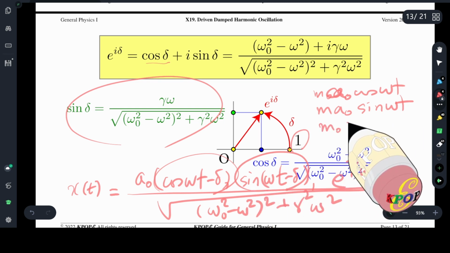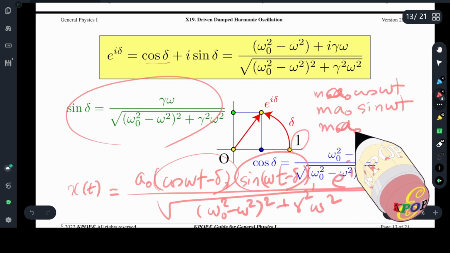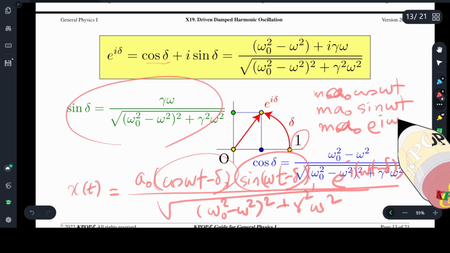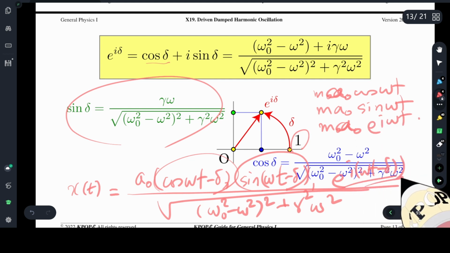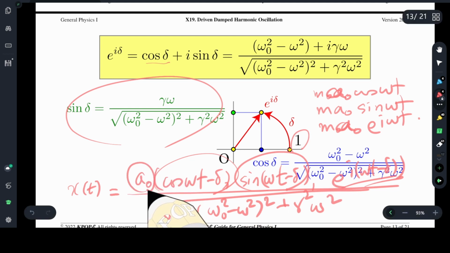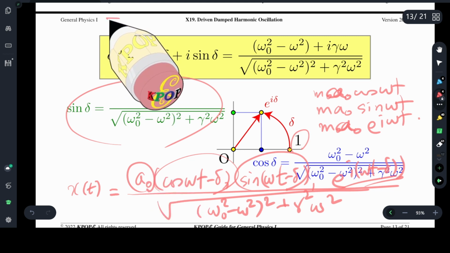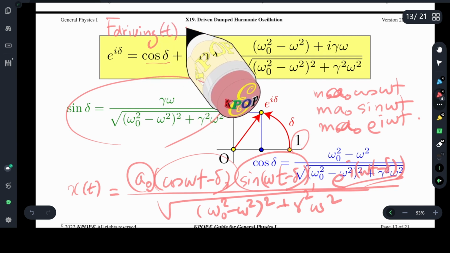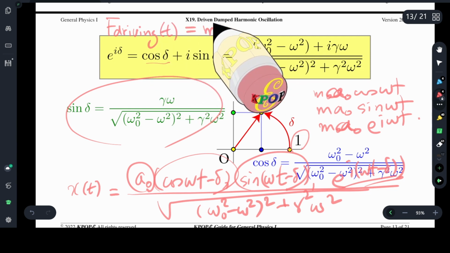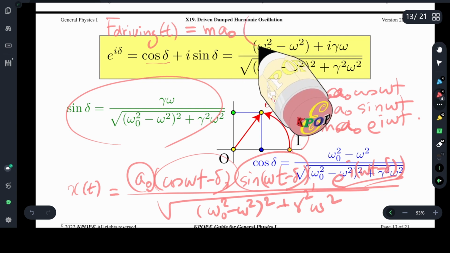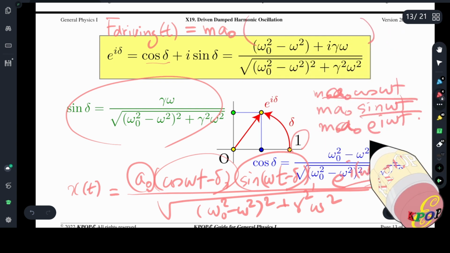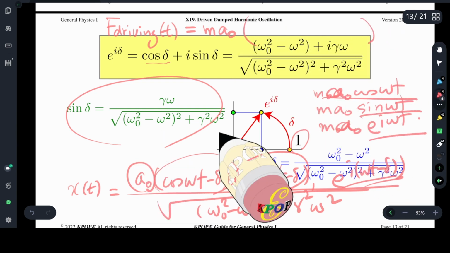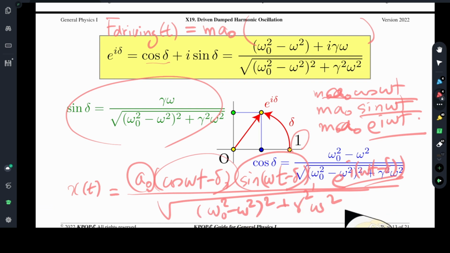And if the driving force is e to the i omega t, the answer is this. In all cases, the original amplitude is in the numerator, the original amplitude of the driving force. We normalize this to be mass times a and the sinusoidal functions, divided by this denominator.